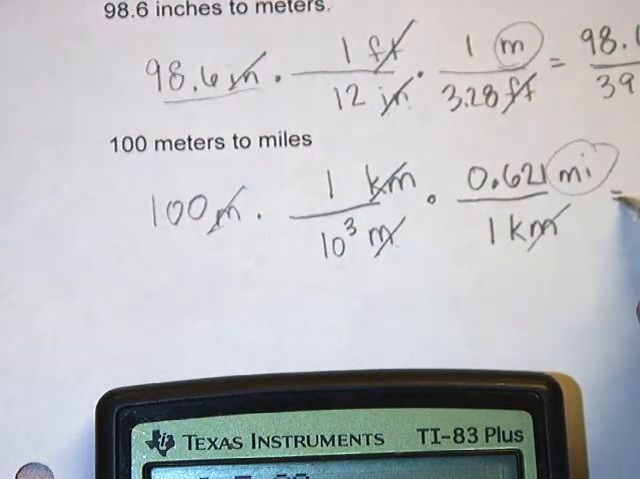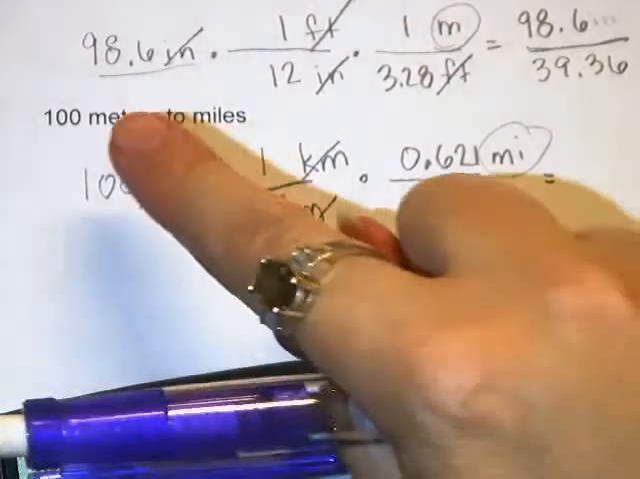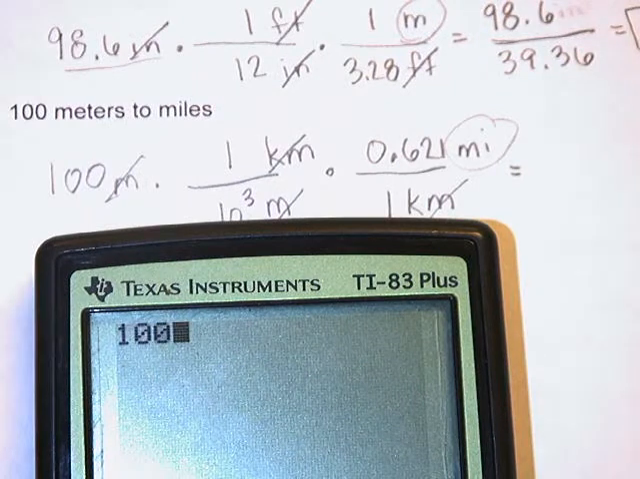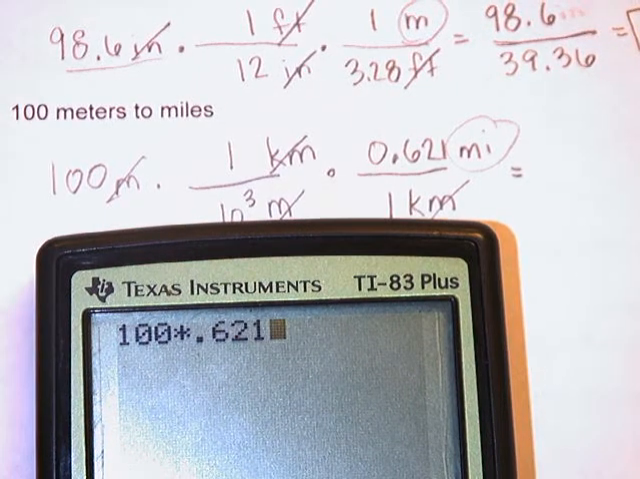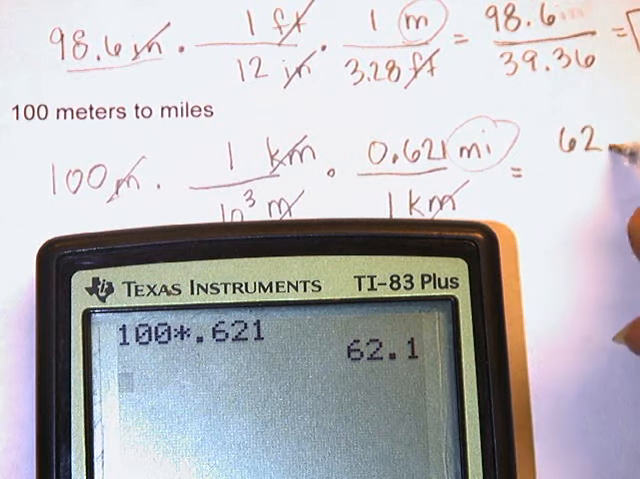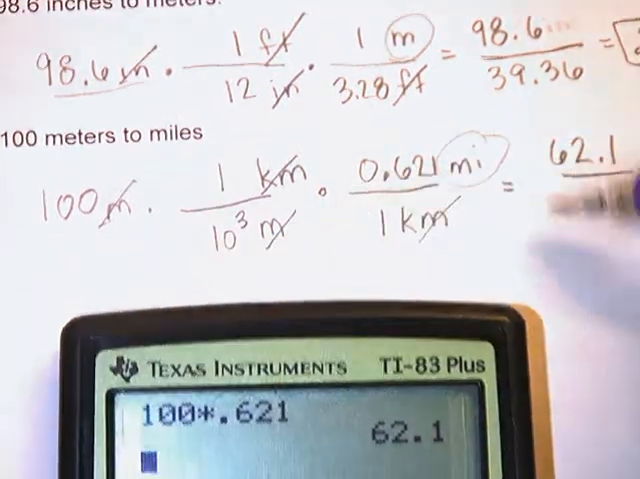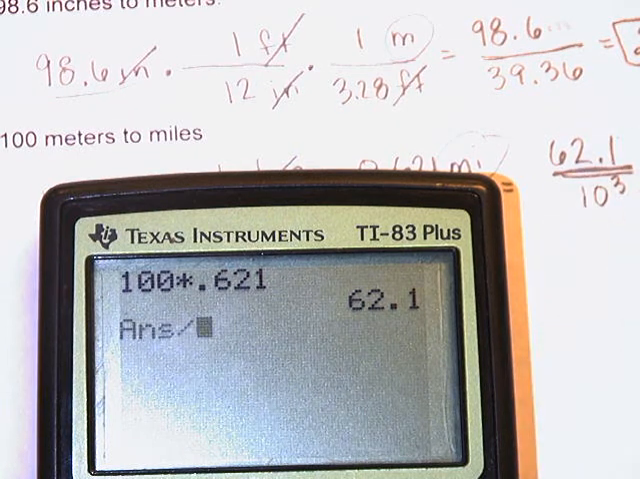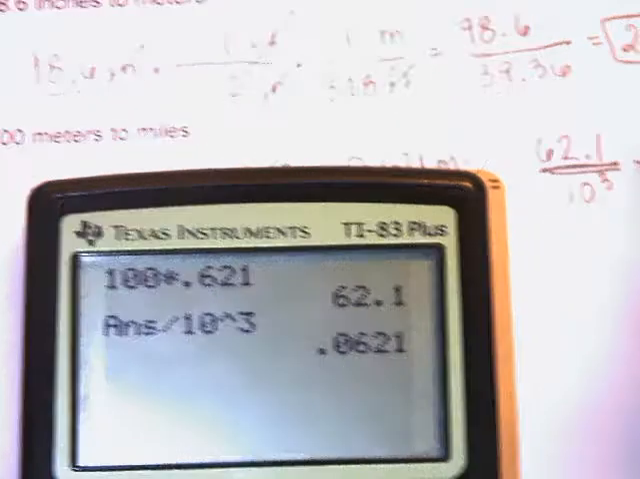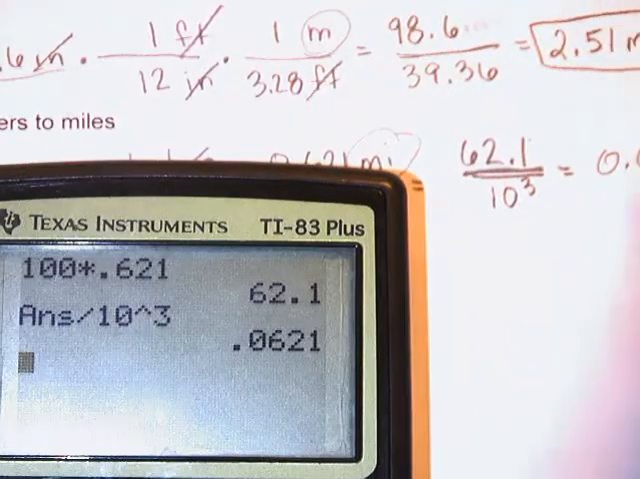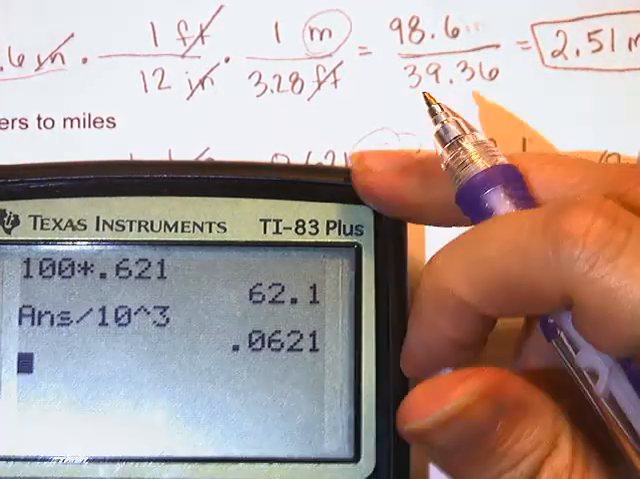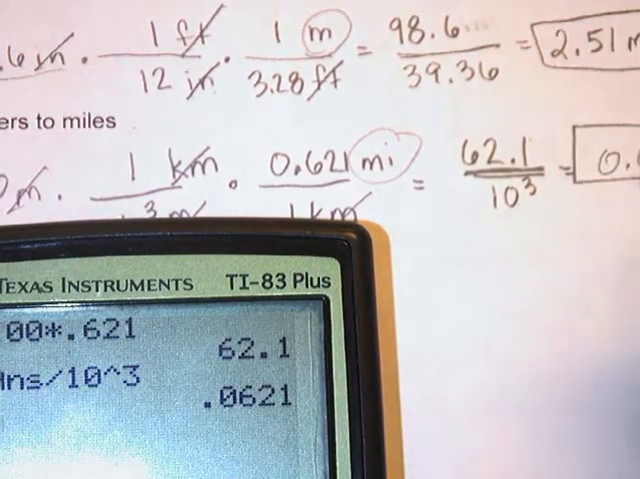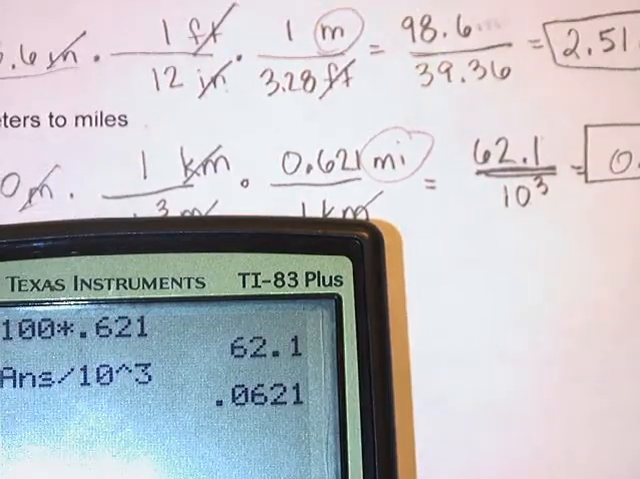I'm left with miles. Once again, I'm going to multiply times the stuff on the top. 100 times 0.621. Okay, so that gives me 62.1 on top. On bottom, I just have 10 to the third. So I'm going to divide this by this. And I get 0.0621. Our units were miles. And we're done. Thanks for watching.